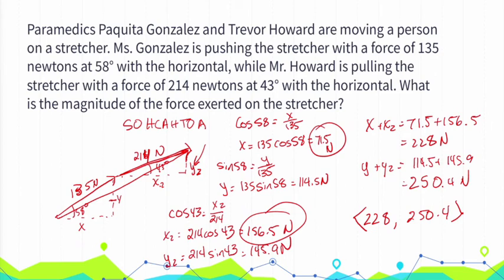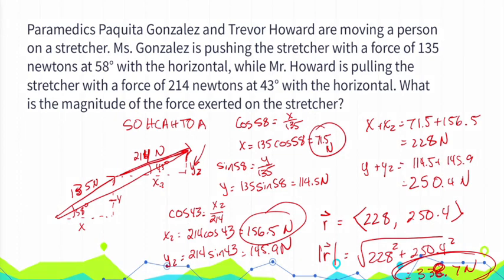Now, the question is asking for the magnitude of this vector. We'll call this resultant vector R. So the magnitude of resultant vector R is going to be the square root of 228 squared plus 260.4 squared, which is 338.7. That would be the force exerted on the stretcher.